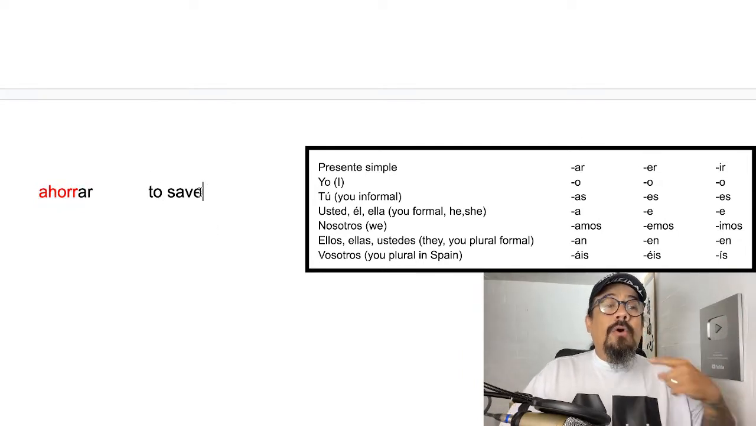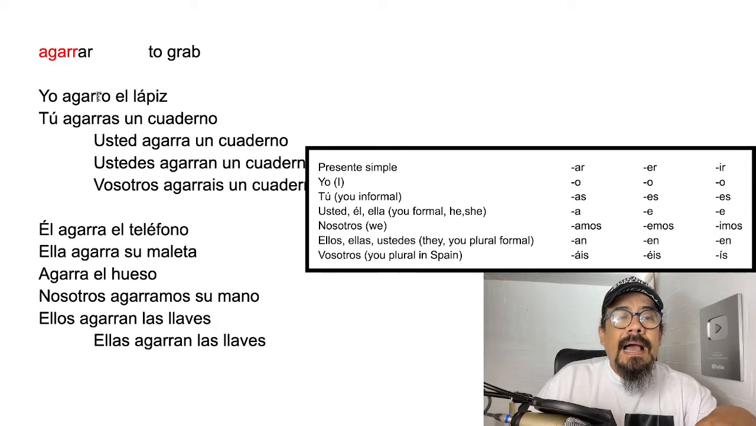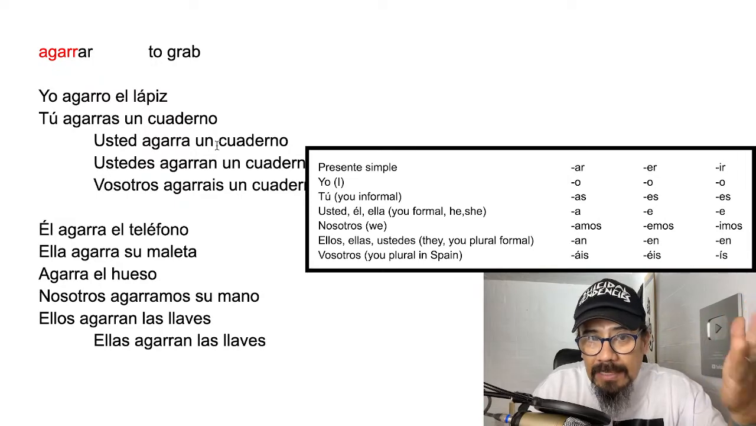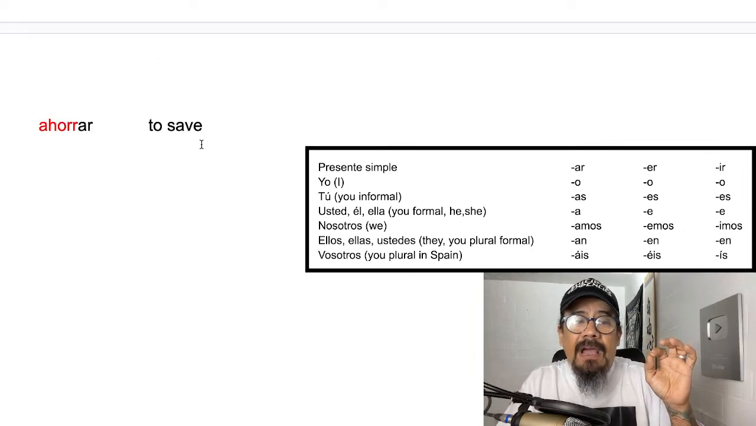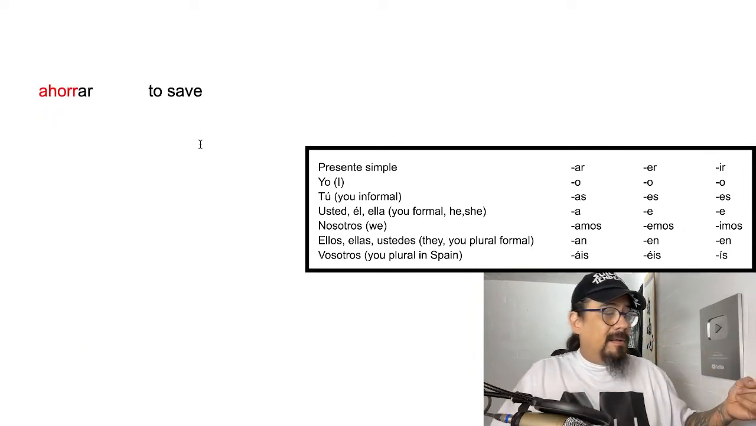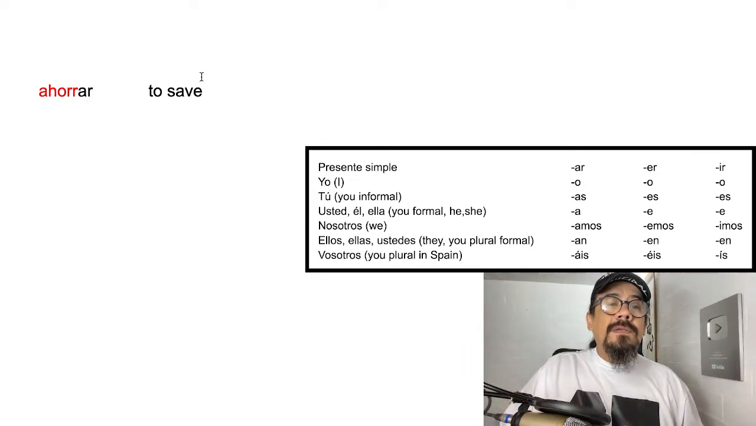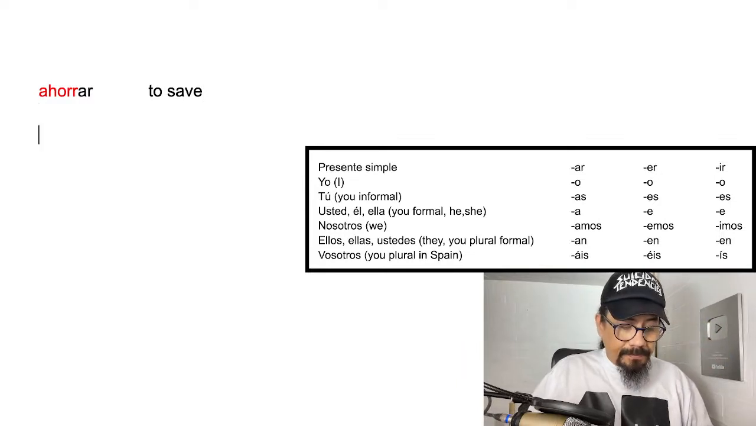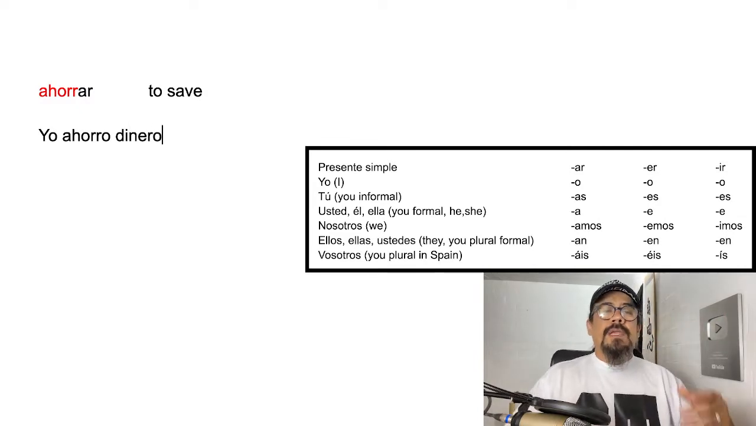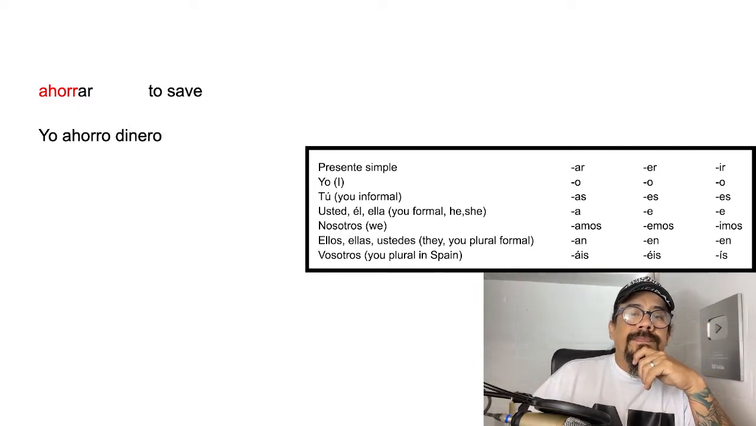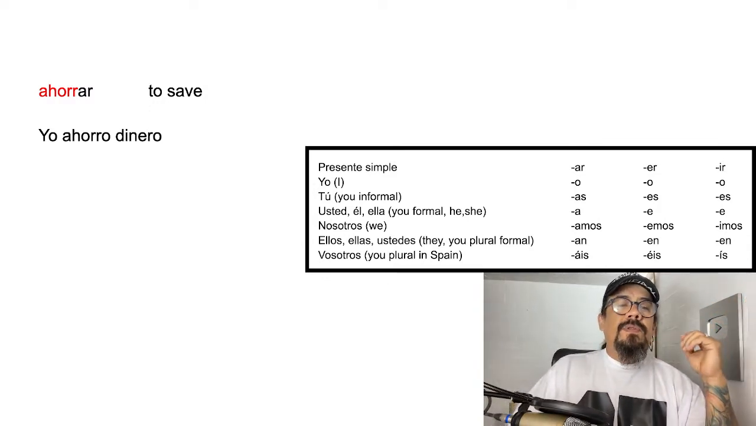So, ahorrar. We're going to see that it works pretty much like this conjugation. Agarro, ahorro. Agarras, ahorras. Agarra, ahorra. The same thing, because we're just changing the -ar for the corresponding ending according to the subject, okay? So, ahorrar. Yo ahorro. Yo ahorro dinero. Right? For the future, to buy a house, I don't know.